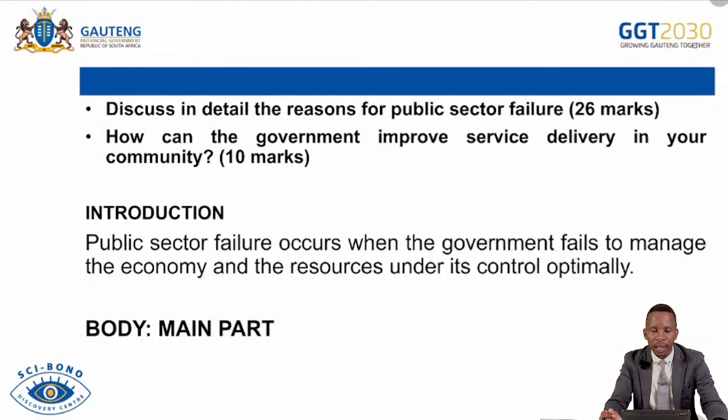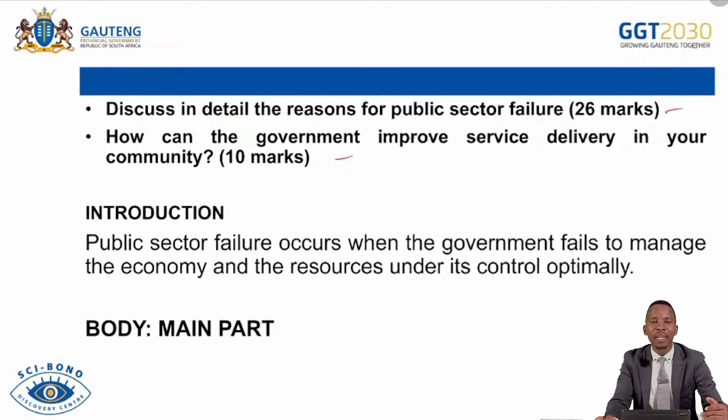So this is the essay example: discussing in detail reasons for public sector failure, 26 marks. How can the government improve service delivery in your community? 10 marks. So this is the main part, this is the additional part. We know that first we must introduce our essay. So how do you introduce your essay?